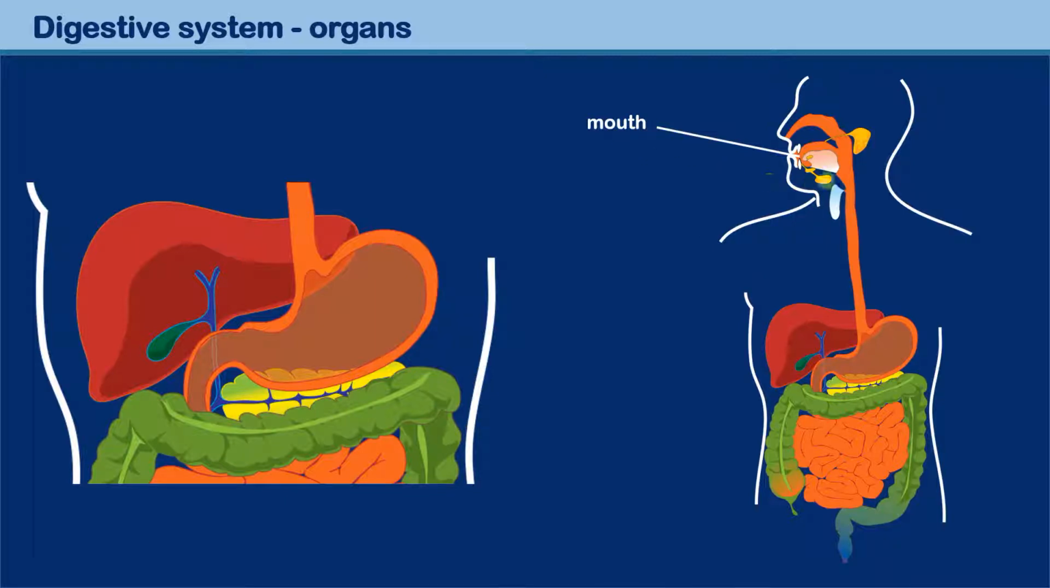Digestion of course starts in the mouth. The mouth is not only limited to the front part over here, but it refers to the whole mouth cavity. You can see over here the salivary glands, which mix the food with saliva, which contains the enzyme amylase, which is important for starch digestion.